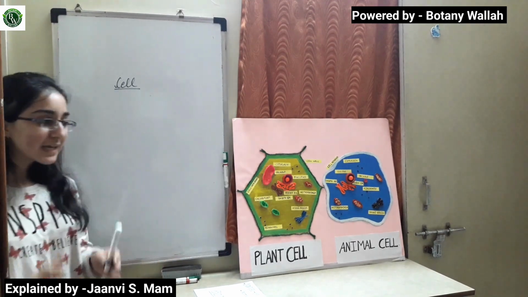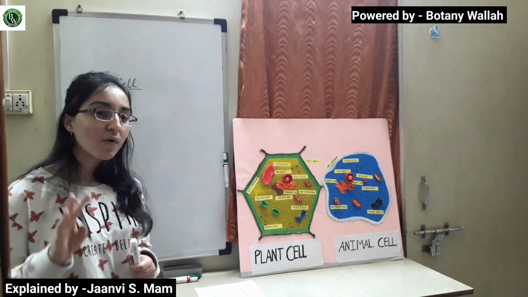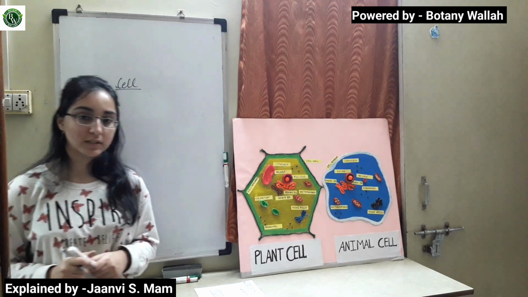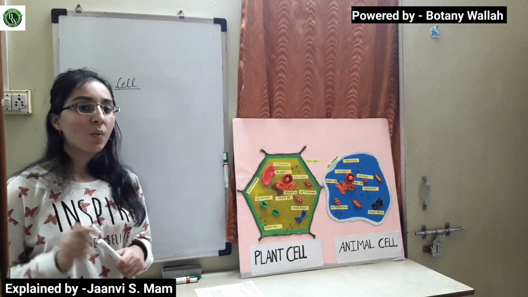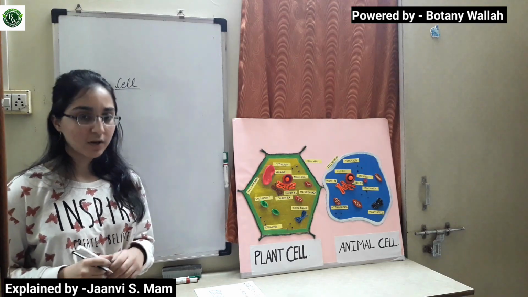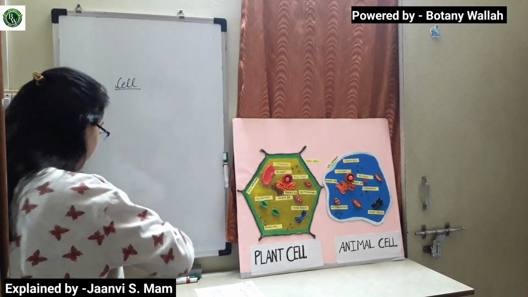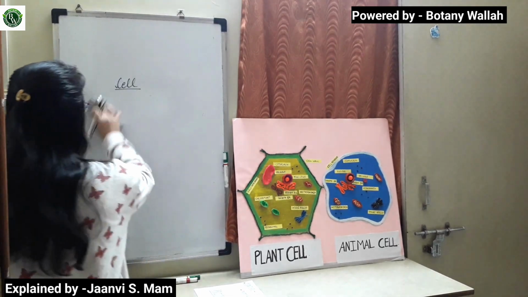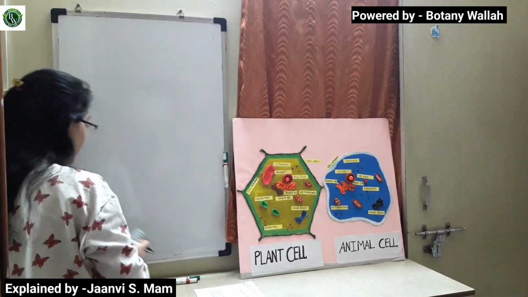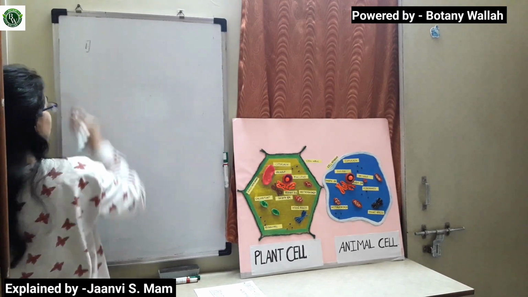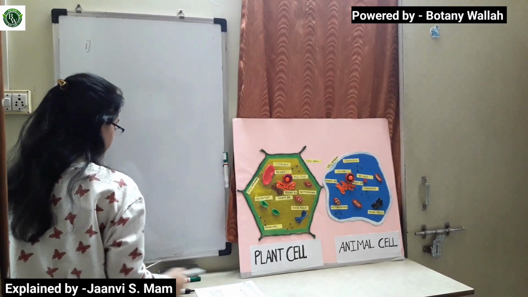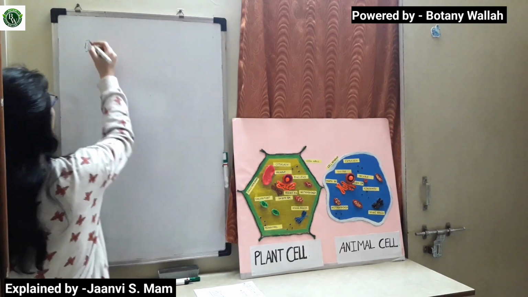So basically today's lecture is about the 4 main confusing terminologies by which we people always get confused. So let's take one by one the 4 terminologies. So first we are going to take protoplast. I will write the word, first terminology, that is protoplast.